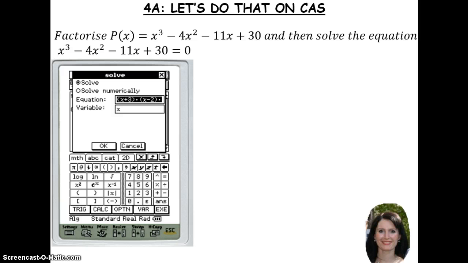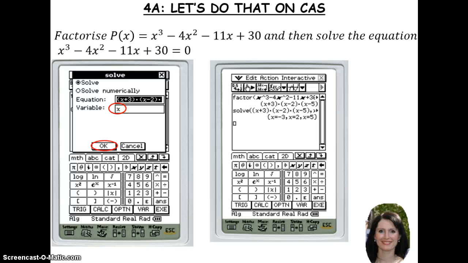And then the variable should be x. We're telling the calculator we want to solve for x. That's why it has to be x. There it is there. We click OK, and there you have it. It tells us x equals negative 3, x equals 2, and x equals 5.